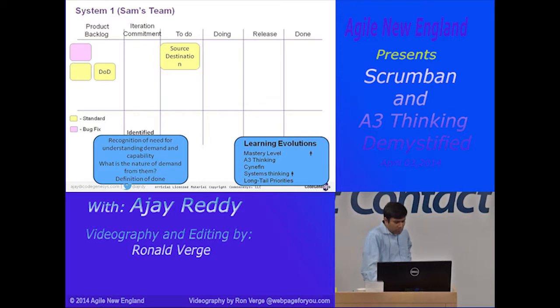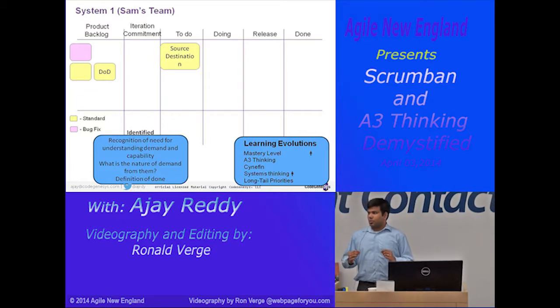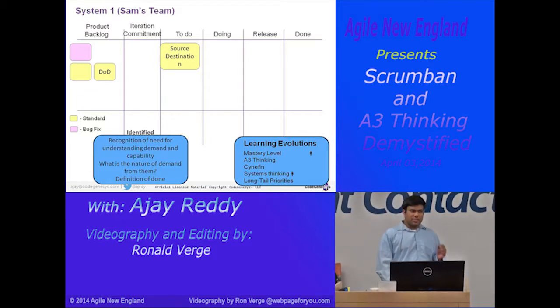So this is how they work. As a Scrum team, this is classic Scrum, right? Product backlog, iteration commitment to doing, release, and done. And as they got started, there was clearly a recognition of understanding their demand and their capability. The first model that they applied, remember within Kanban you can apply any model within the Scrumban definition, was to look at it from a systems thinking standpoint. And to demonstrate the systems thinking concept, I'm going to show you a video.